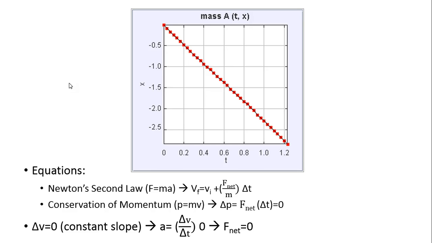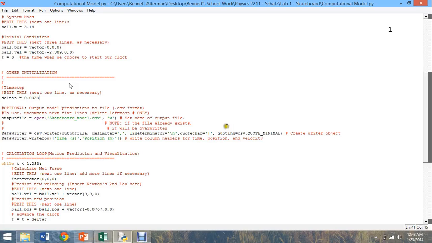This is also applicable through the conservation of momentum, which is stated as delta momentum, or the change in momentum, is equal to the net force times delta t. Again, in this case, it is 0 due to the constant slope, meaning 0 acceleration and 0 change in velocity. So what I've done here is I've made a computational model similar to what we used in the first week's lab.